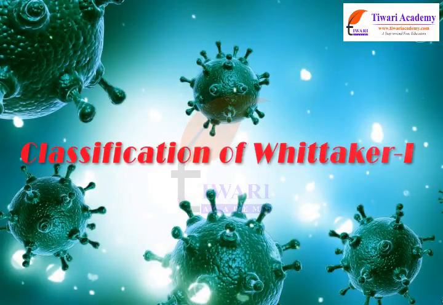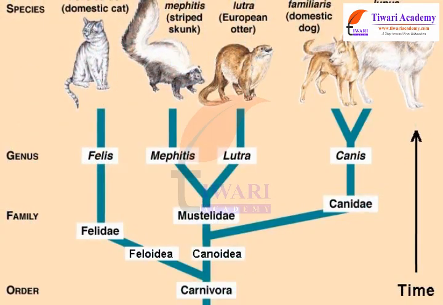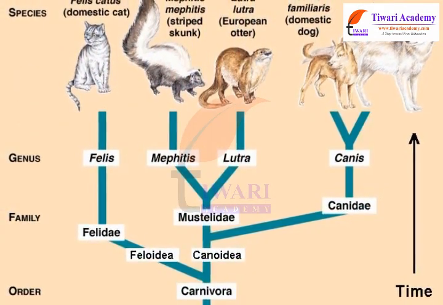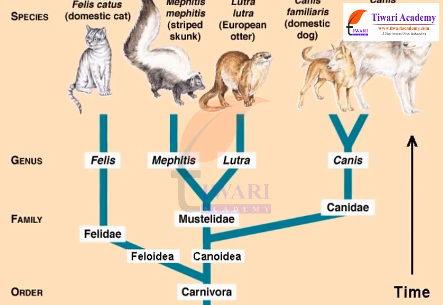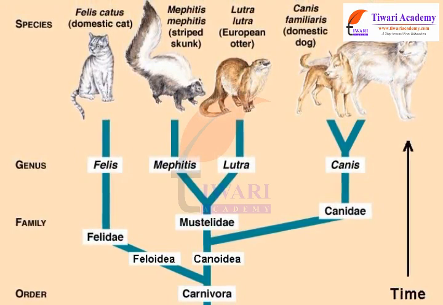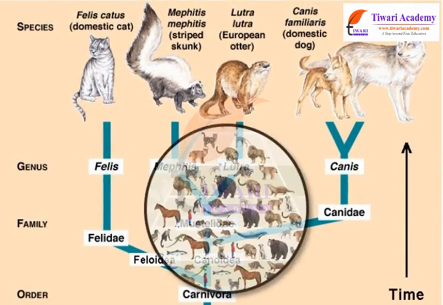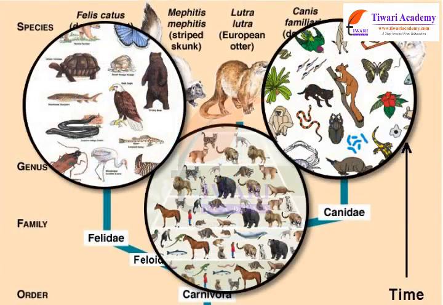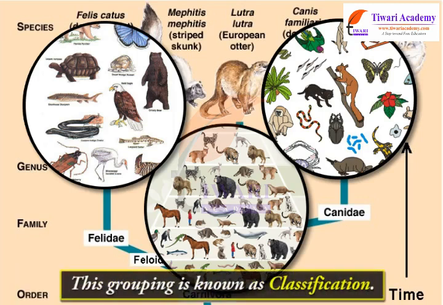Classification of Whittaker-I. Dear students, we were discussing that when we try to find out the similarities among the organisms so that we can keep them into different classes, groups, genres or species and study them. This grouping is known as classification. Come, let us learn more about classification.